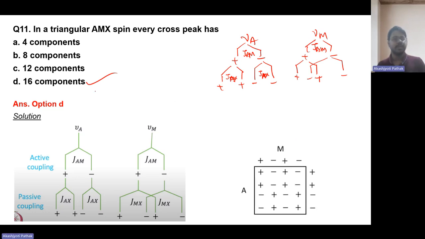Rather than asking you this, the question can also be asked directly. There can be four options, and these signs can be jumbled up to make the four options. So you have to read the question carefully, and see what is on the F1 axis and what is on the F2 axis, and then answer the question.